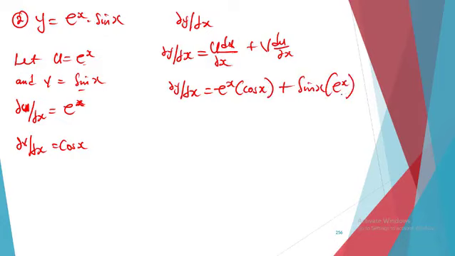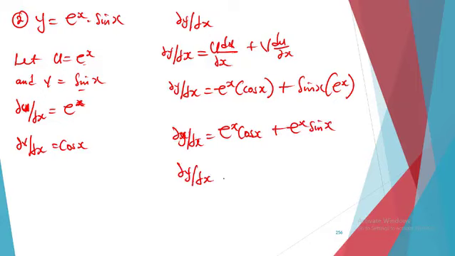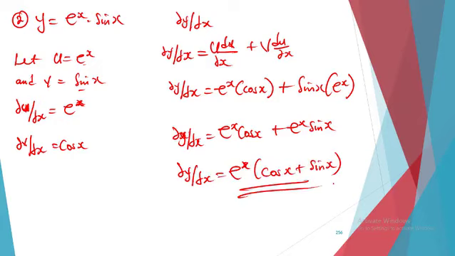e to the x. Okay, we multiply through, we have dy over dx equal to e to the x times cos x, which gives us e to the x cos x, plus sine x times e to the x, which is e to the x sine x. So from this, is anything common? Yeah, e to the x is common. So we bring it out. We have e to the x into cos x plus sine x, and that is just the answer. You see, so the product rule is as simple as ABCD.